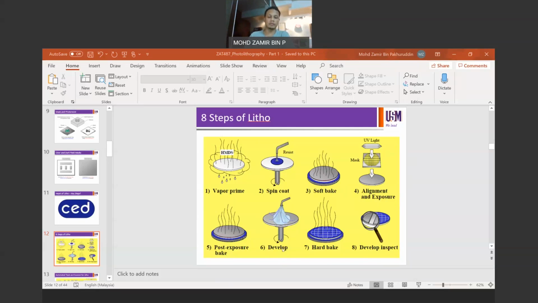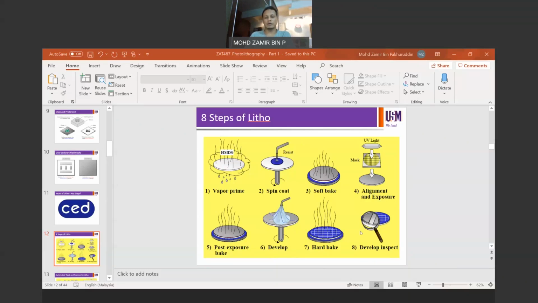Then the features exposed by the UV and reticles in the scanner process are now developed using TMAH, or tetramethylammonium hydroxide, which is an alkaline solution. In this process, we're going to remove the areas which are soluble after the exposure process, and we're going to maintain the areas which are not soluble after the exposure process. And then the wafer is going to go through a hard bake process in order to remove the residue from the development process.